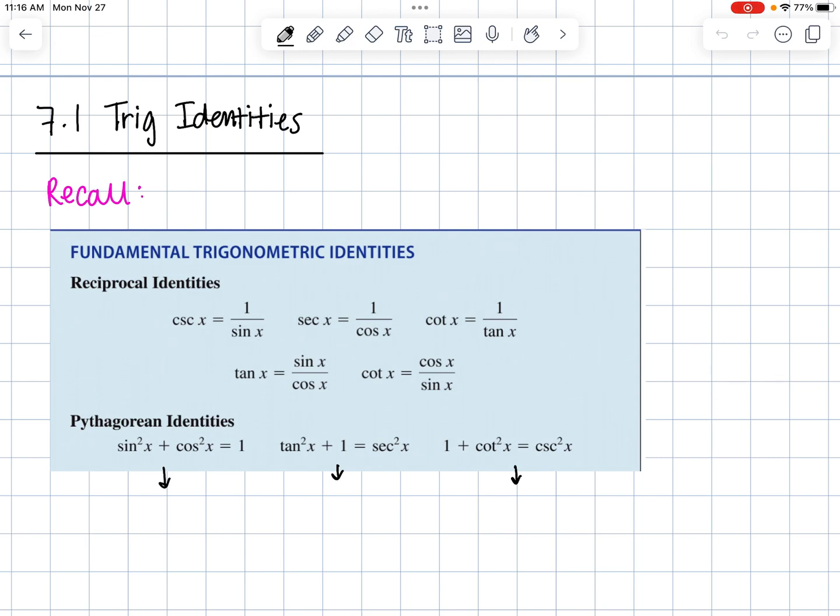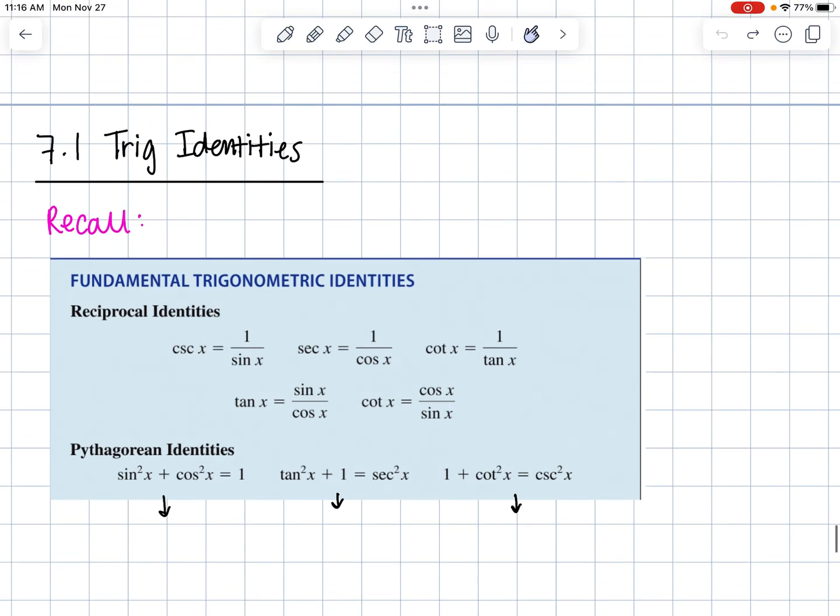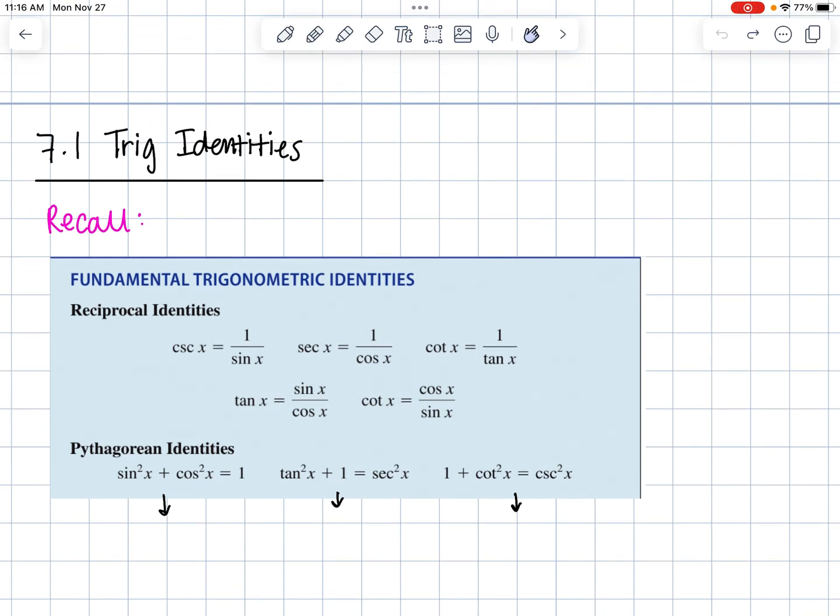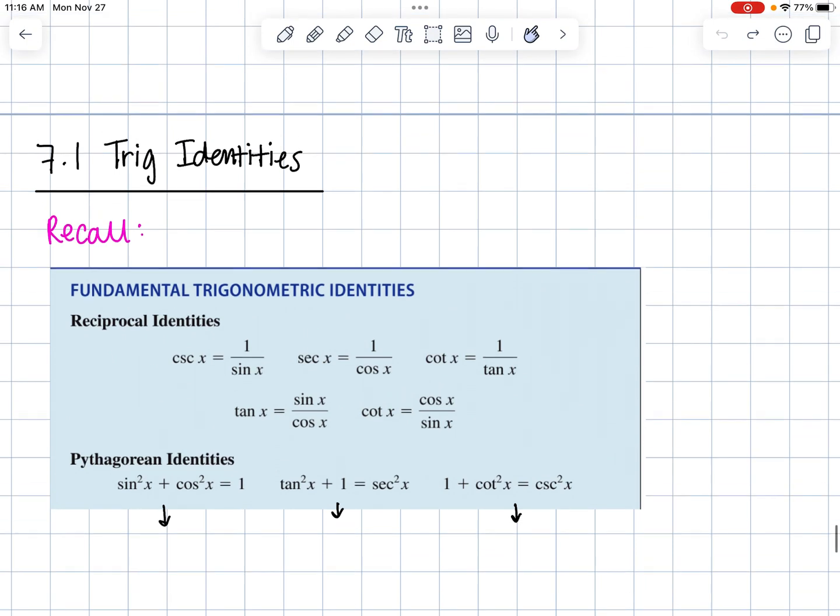And we know that there are reciprocal identities. Cosecant is the reciprocal to sine. I would definitely copy this down into your notebook just so we have a refresher. Cosecant is the reciprocal to sine. Secant is the reciprocal to cosine, and then cotangent is the reciprocal to tangent. So definitely get these down. They are going to be very, very useful in this particular unit.